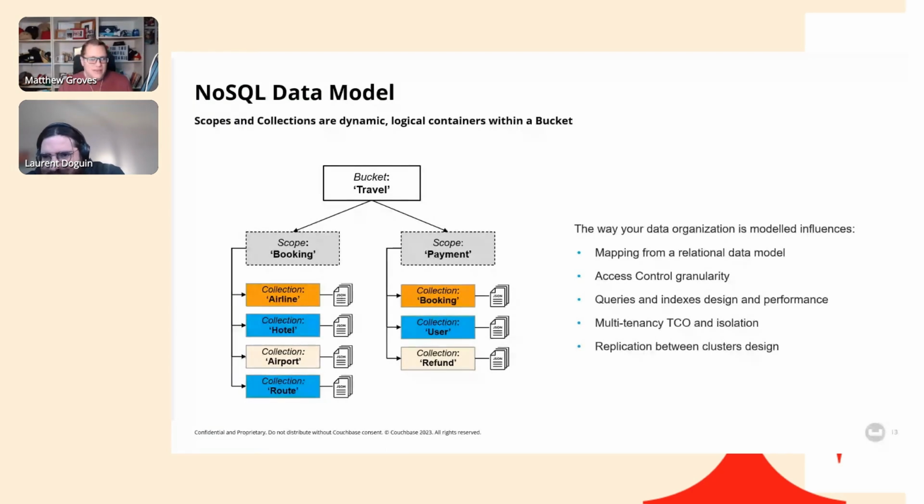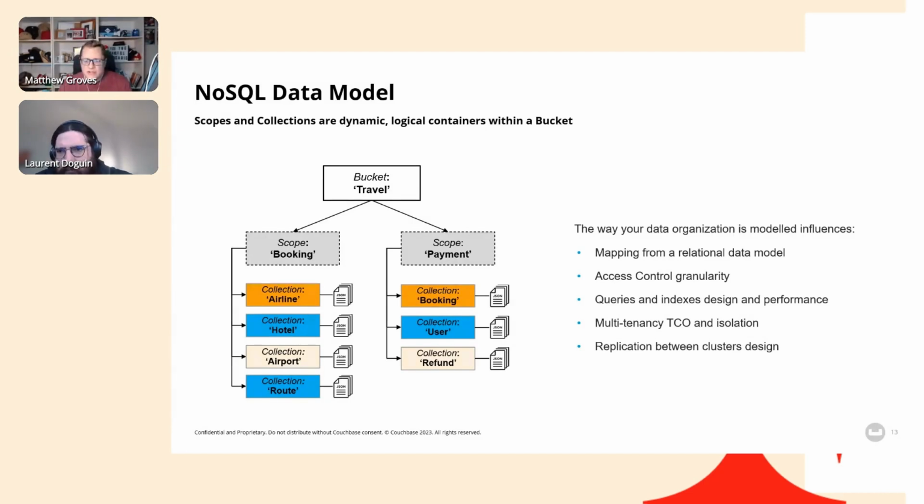So NoSQL databases, they don't have tables. And mainly I'm talking about document databases today. There's lots of different types of NoSQL databases, but we'll be focusing mainly on JSON document databases. So what do they have instead of tables? Now, this can vary from database to database, but oftentimes you're going to see at least a collection. So Couchbase has that, Mongo has that, Cosmos has that.